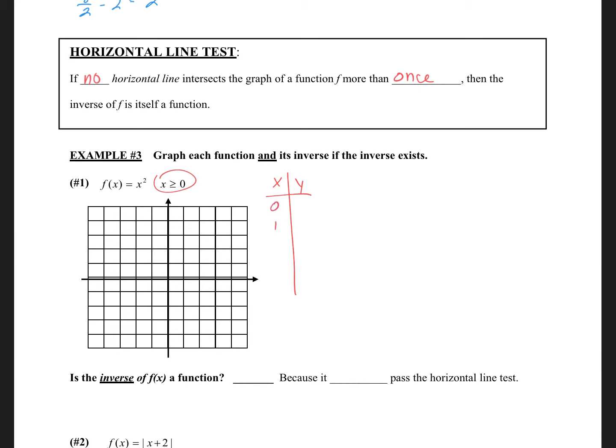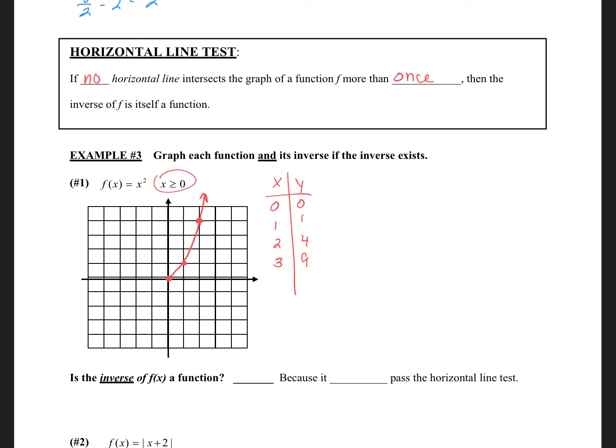So we'll use 0, 1, 2, and 3. Okay, so if we plug in those values of x into our function, we'll get 0, 1, 4, and 9. Okay, so I'll graph each of those points. We have (0, 0), we have (1, 1), we have (2, 4), and then our third point is going to be off the graph, so I will just leave it like this. Okay, we'll draw in the graph of our function.